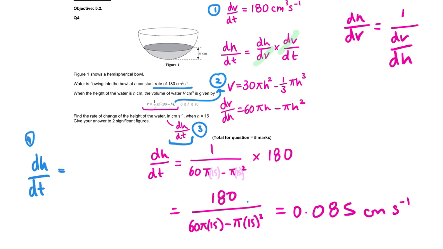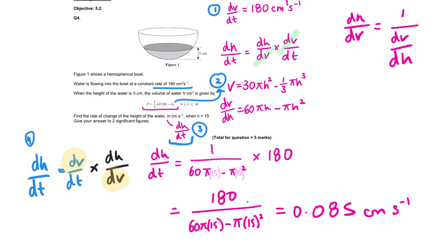What have I been given in the question? I've been given dV/dt. Yeah? What do I need to multiply dV/dt by to get dh/dt? I need to multiply this by dh/dV. This now tells me that I will then be cancelling my dV's, because I know if I cancel them, okay?